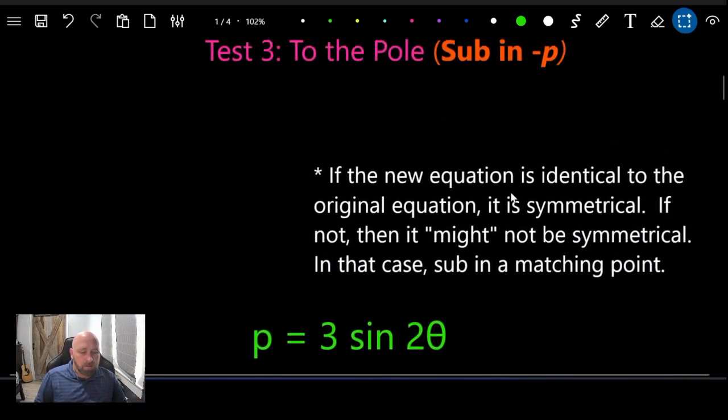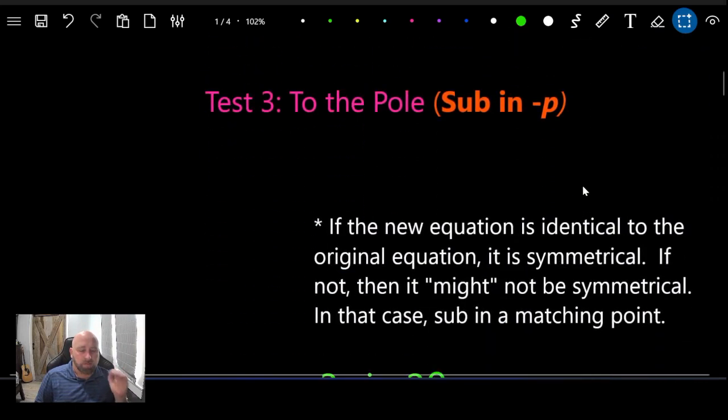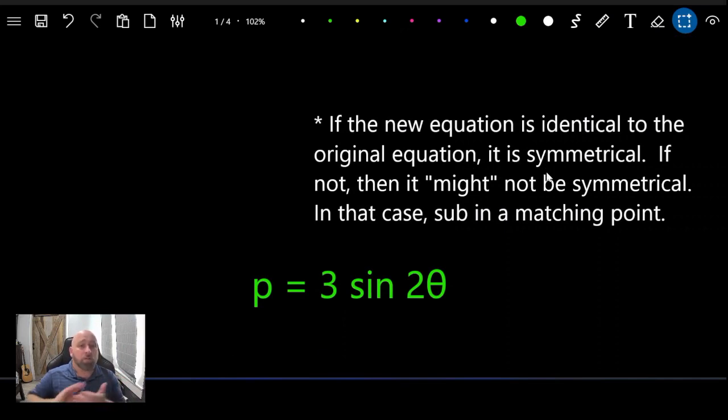Okay, let's look down here and think about this for a second. Once we do all this, if the new equation is identical, looks exactly the same, then it is symmetrical. We're done. We check mark, yes, it's symmetrical. We move on with life. If not, then it might be symmetrical. In other words, it's not a yes or no. It's a yes or maybe.